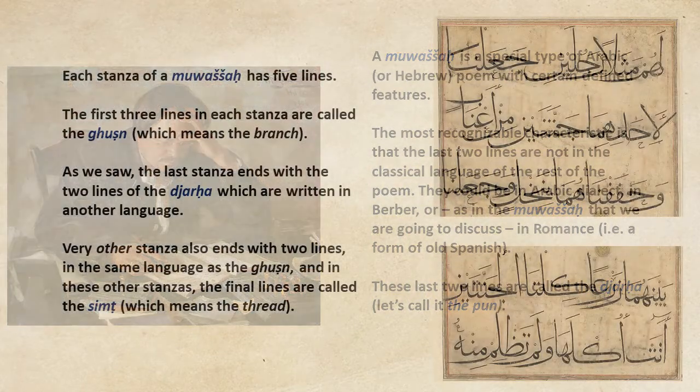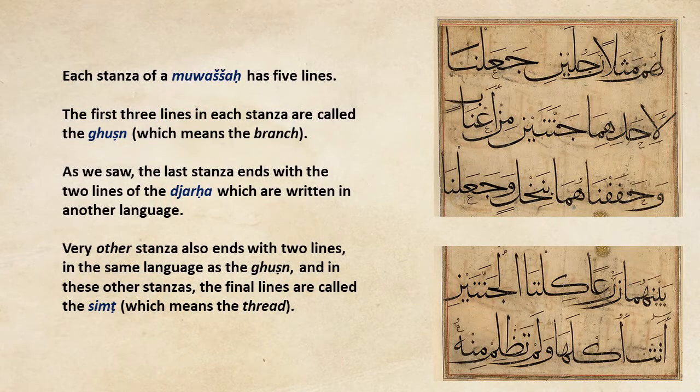Okay. Each stanza of a Muwaššaḥ has 5 lines. Now, most of the time there's more than one stanza. And by the way, this was also one of the innovative features of a Muwaššaḥ, that it came in stanzas. That is not traditional Arabic poetry. But each Muwaššaḥ does have stanzas, and each stanza has 5 lines. The first 3 lines in each stanza are called the ghusn. That really means branch. Not that it helps us, just maybe a branch is easier to remember than ghusn.